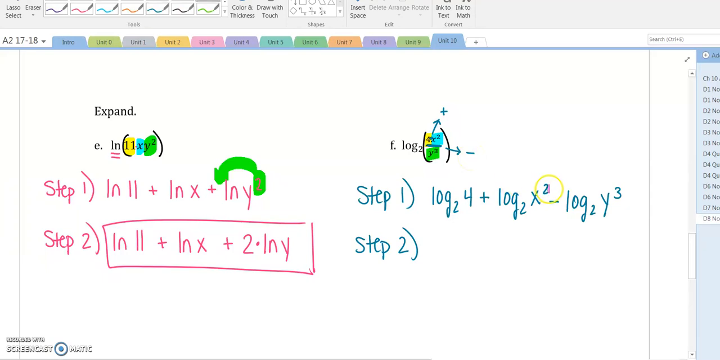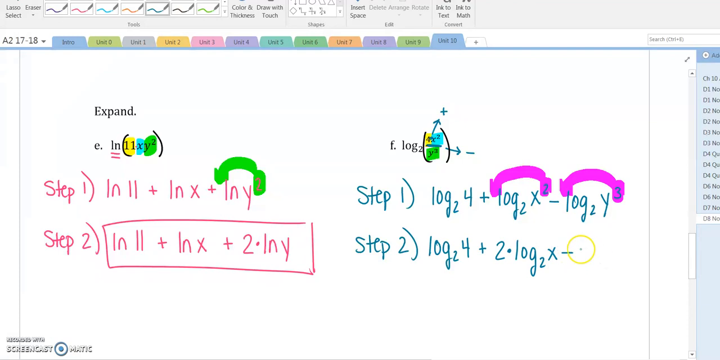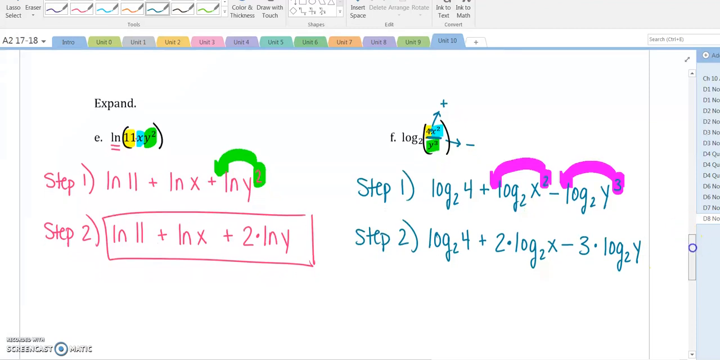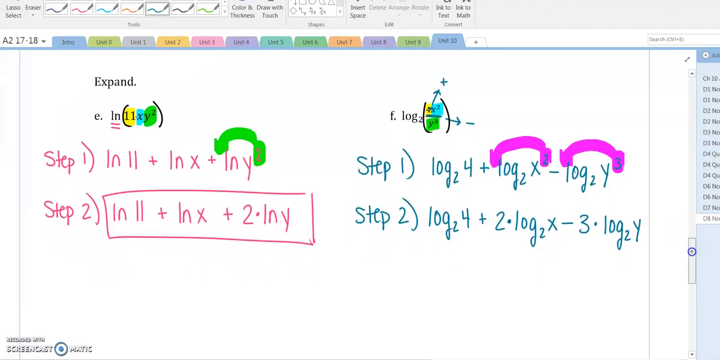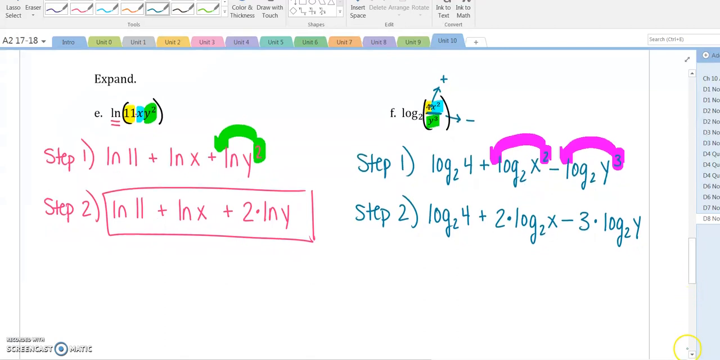Alright, and then once again, any exponents that we see, we're going to move to the beginning to multiply. So log base 2 of 4 plus 2 times log base 2 of x minus 3 times log base 2 of y. Okay. Now, some of your teachers might ask you to keep going. And you might say, well, wait a second, all the other ones only had 2 steps, how can I keep going?